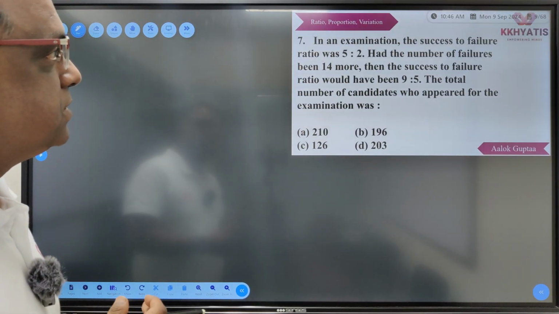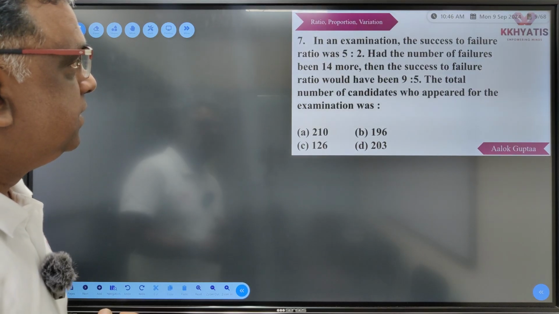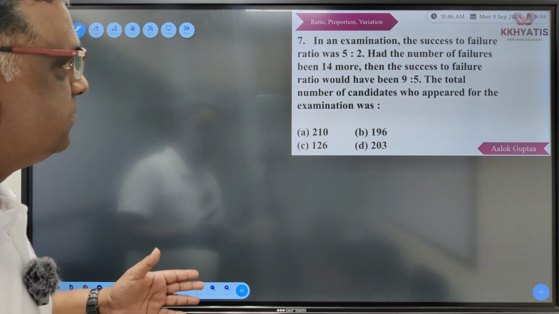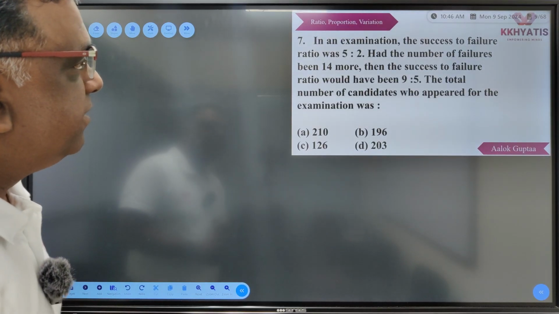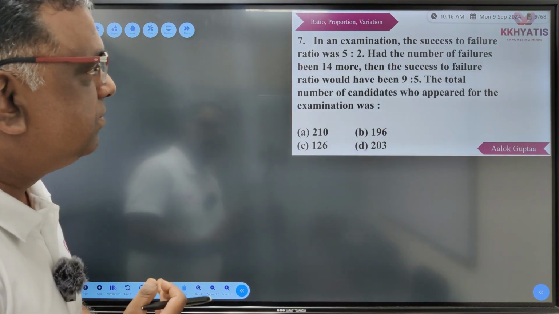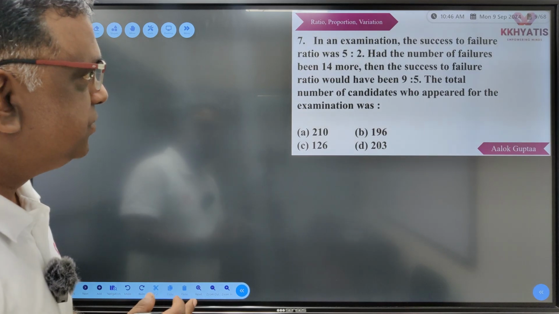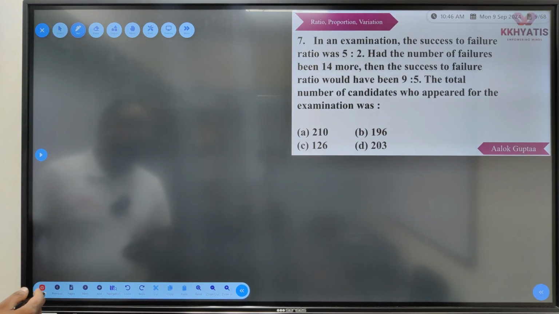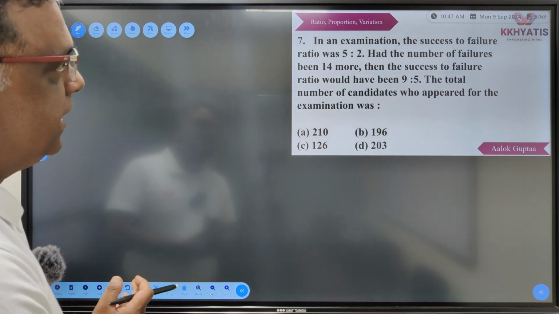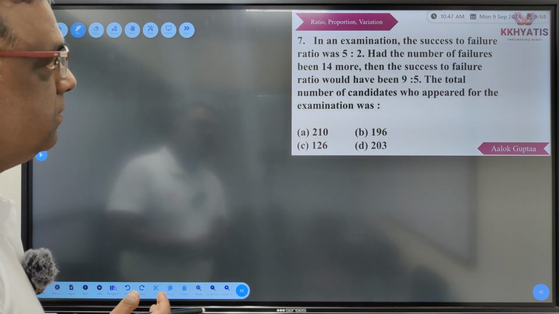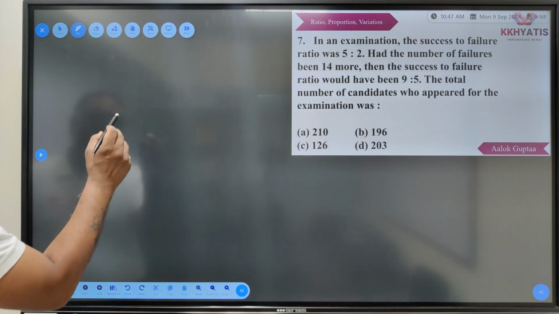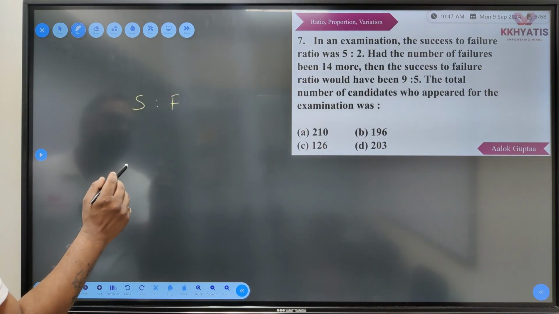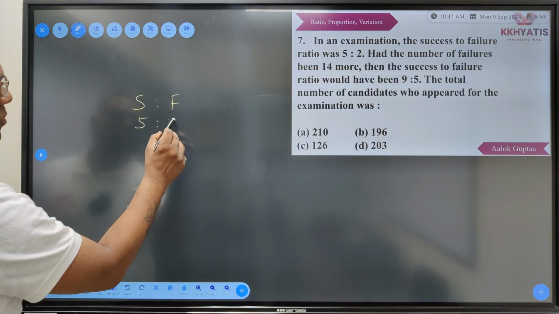In an examination, the success to failure ratio was 5:2. Had the number of failures been 14 more, then the success to failure ratio would have been 9:5. The total number of candidates who appeared for the examination was. So success to failure. तो यहाँ पर अपने को ratio दिया है success to failure. Had the number of failures been 14 more. So I think we will have to write information, S और F का. The ratio it was 5:2.